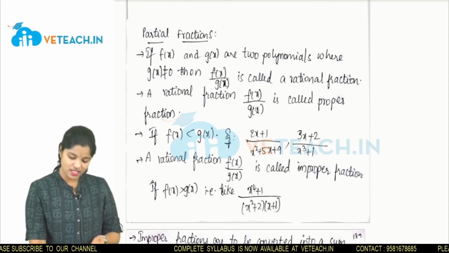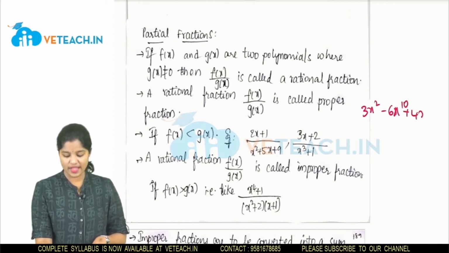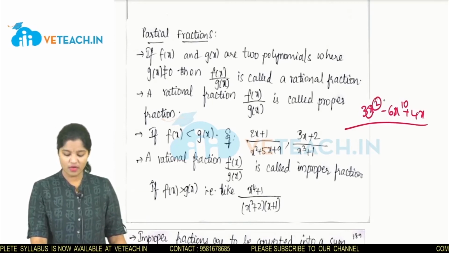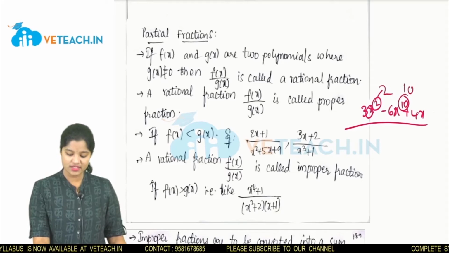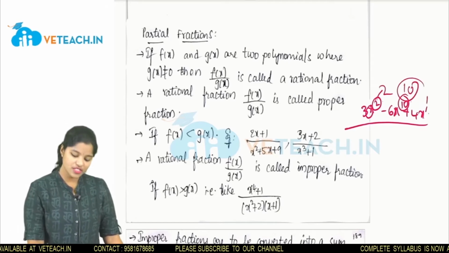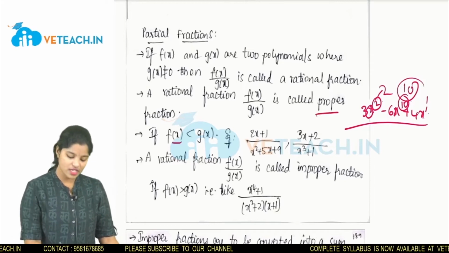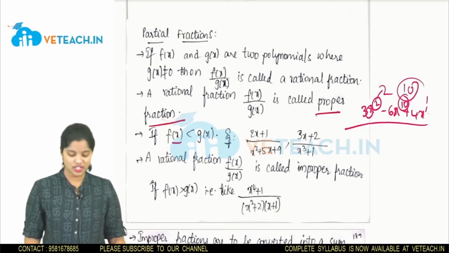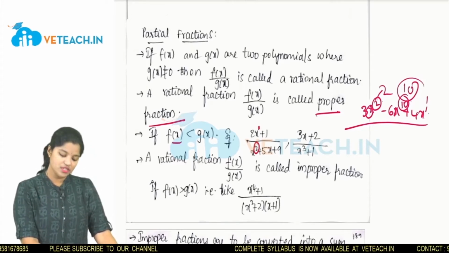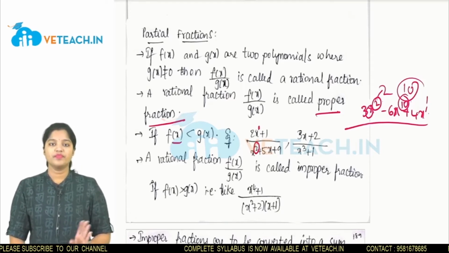So here consider 3x square minus 6x power 10 plus 4x. Consider this polynomial equation. In this, what is the highest power of x? Here it is 2, here it is 10, here it is 1. The highest power is equal to 10. So the degree of this equation is 10. So the degree of f of x should be less than the degree of g of x. Then only we will call it a proper fraction. So here the degree of f of x is 1 and here it is 2. So the degree of f of x is less than the degree of g of x. So we can say it is a proper fraction.